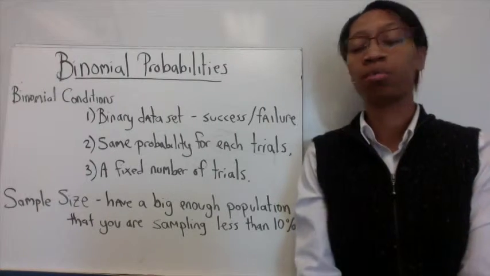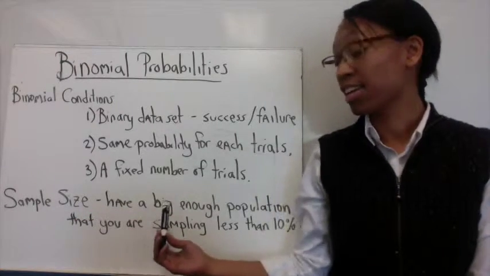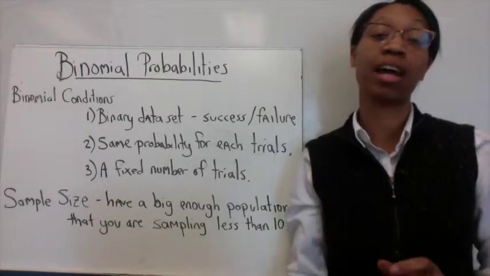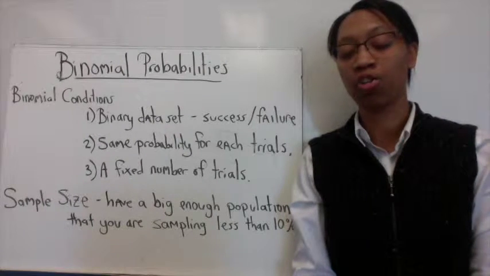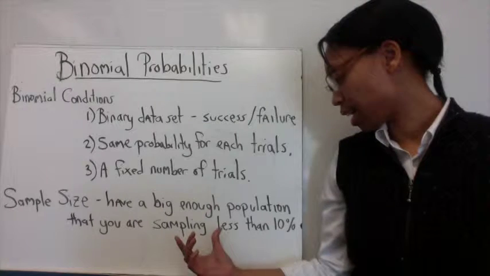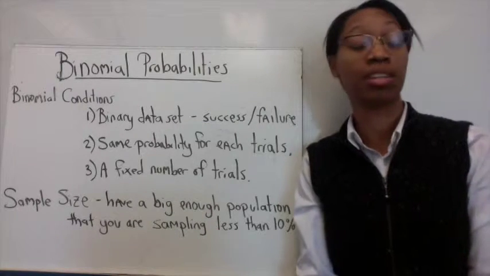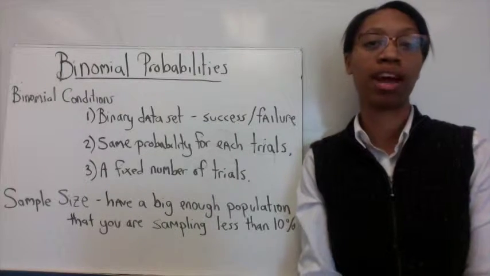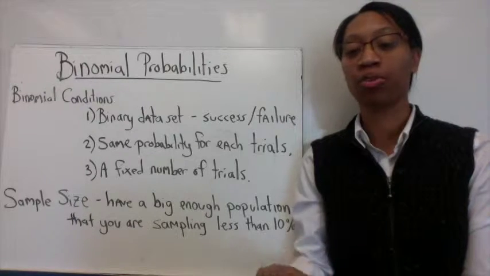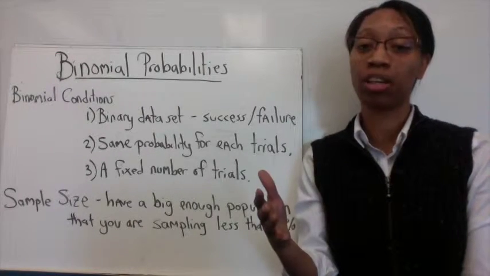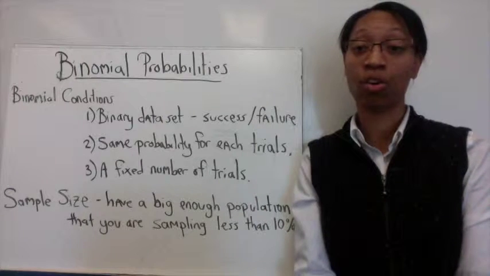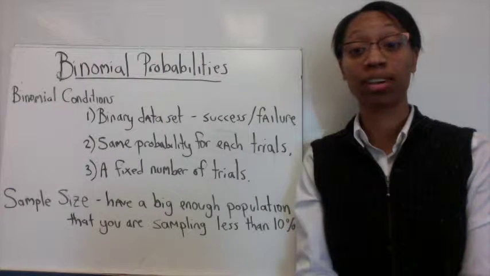When you're doing these, you want to make sure that your sample size is large enough that you're going to get accurate data. So if I'm pulling from 100 people and I decide to sample 10, that would be 10% of the data. You need to make sure that the amount that you're sampling is 10% or less than the total population to make sure that you are going to get accurate data.